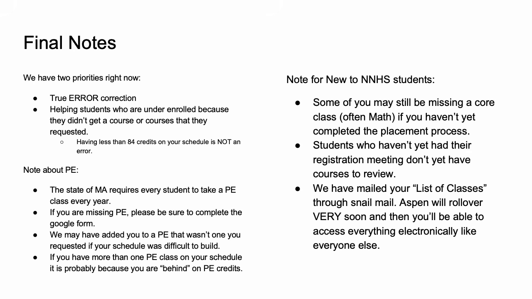Students who haven't yet had their registration meeting don't yet have courses to review. After you have your registration meeting, then we will have a list of courses for you to review. We have mailed your list of classes through snail mail. You should receive it, I would expect, on Saturday or Monday at the latest. Aspen will actually be rolling over to the new school year very soon, and when we do that, we will repost for everyone and you will be able to access your list of classes electronically like everyone else.